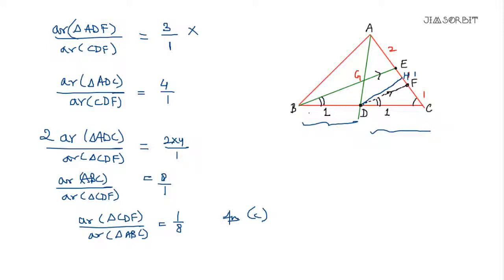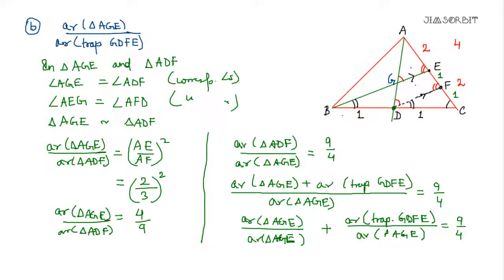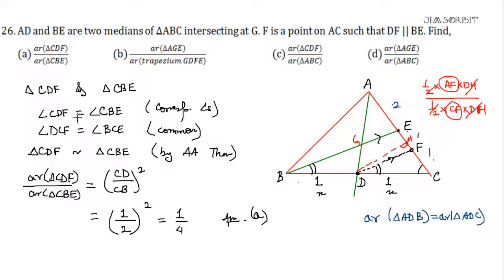Okay. Let us come back to the question. So the question was, this was the first. So CDF upon ABC is done, this is done, this is done. So we have to find the last thing, which is AGE upon ABC. Now let us try to do it by using all those we have found so far.